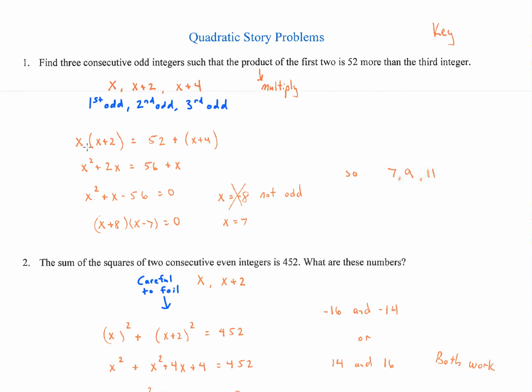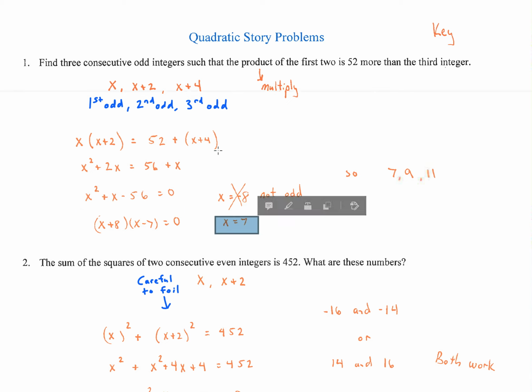So I distributed the x. Then I moved everything to this side, and I got it equal to 0. And at that point, you could complete the square. You could use the quadratic formula, or we could factor to solve. In this case, factoring to solve is the easiest. We get x equals -8. We get x equals 7. -8 is silly because it's not odd, and we get x equals 7.